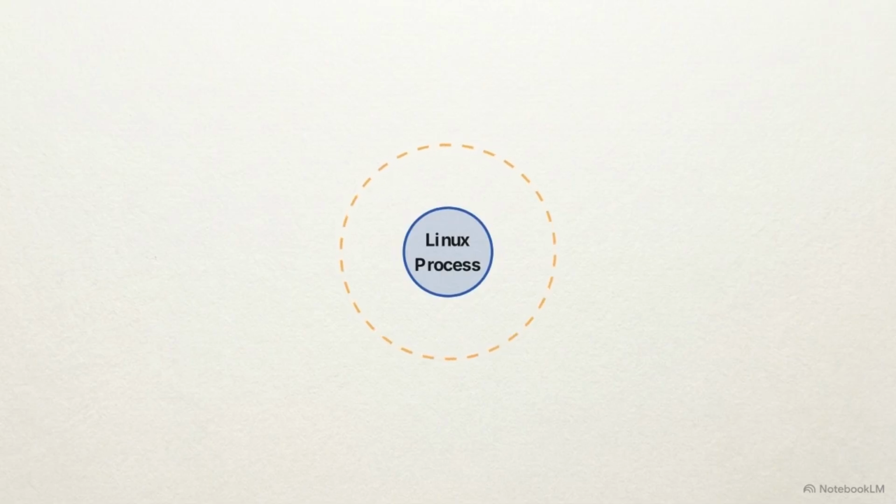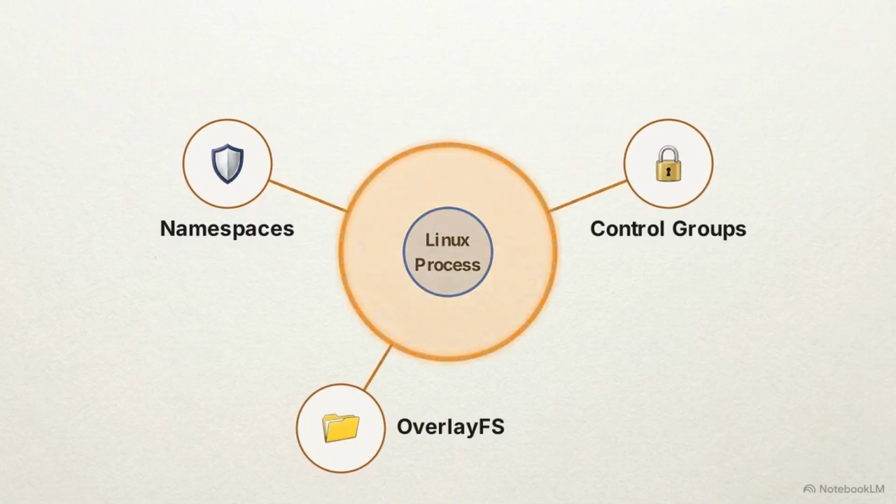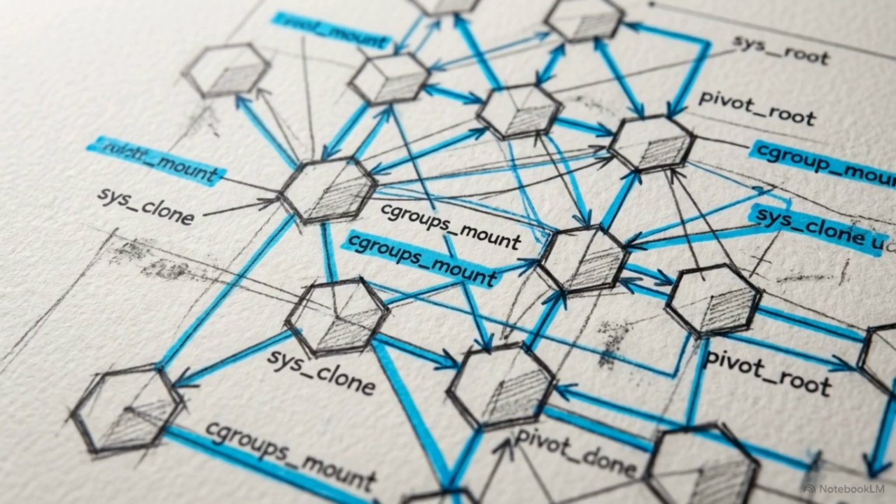This illusion is constructed using exactly 3 native Linux C primitives: namespaces, control groups, and overlay-fs. Treating containers merely as lightweight virtual machines limits your engineering potential. Mastering system architecture requires understanding how these specific kernel primitives are manipulated at the system call level.